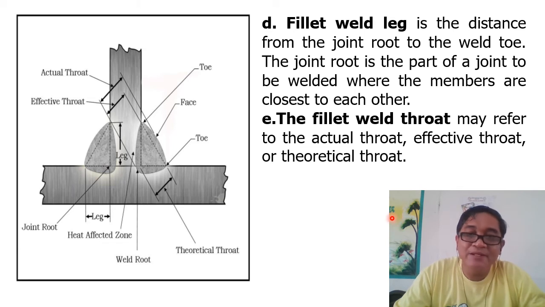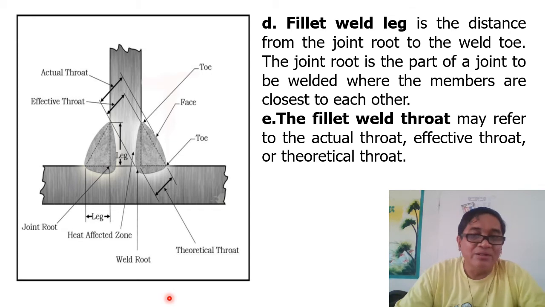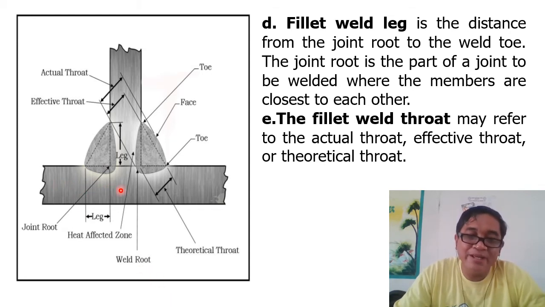Next is the fillet weld leg. Fillet weld leg is the distance from the joint root. Where is the joint root? Here to the weld toe. So from here to this point and to this point. So that's the leg. So joint root is the part of the joint to be welded where the members are closest to each other. So when we talk about members, this is now the two plates that you're going to weld. The member A and member B.